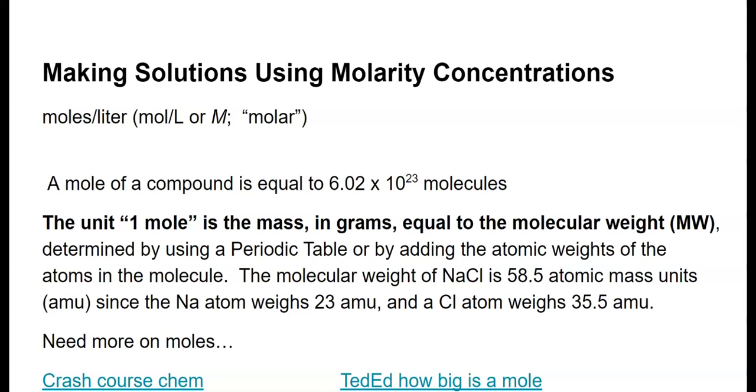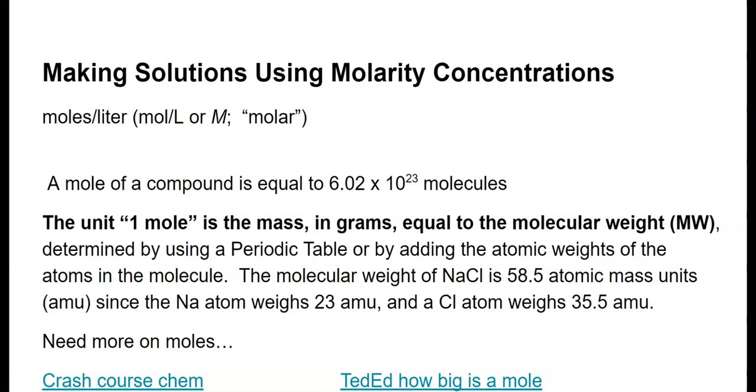A mole of any compound or any element is equal to 6.02 times 10 to the 23rd molecules or atoms, depending on what you're dealing with, of that element, which doesn't really mean much to us, but it is a way of measuring the amount of stuff that you have. And it's actually pretty easy to figure out the molar mass. You just look at the periodic table.